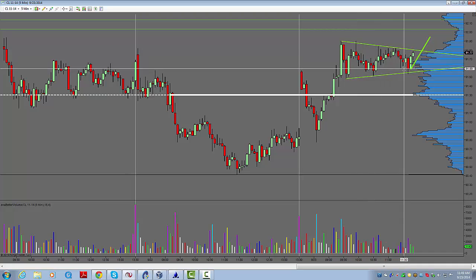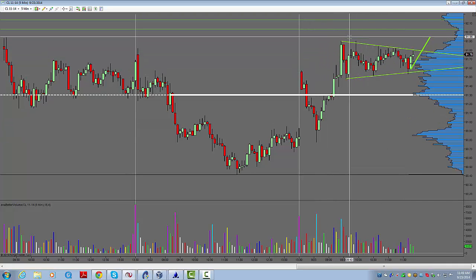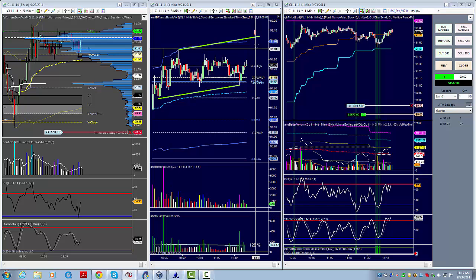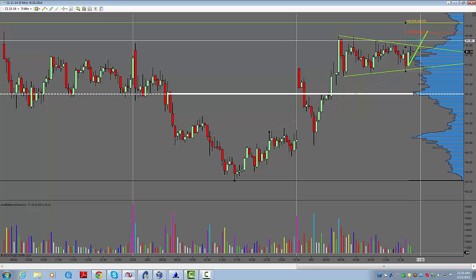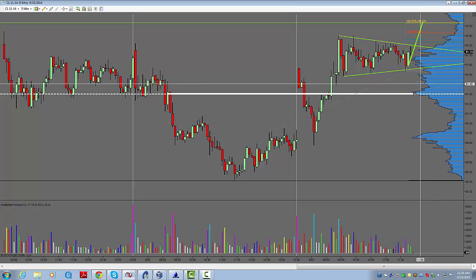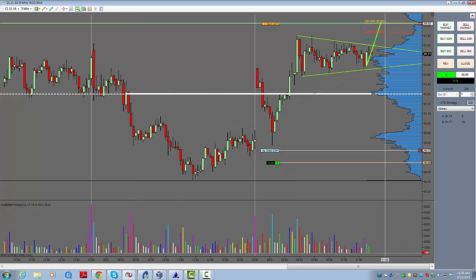So again, perfect triangle, correcting this move up in a 5-wave sequence. And we're looking to get up into this area, so let's kind of, yeah, perfect, right to the low volume node. So 9203 is where I'm looking to get out. Order pending. That was half.